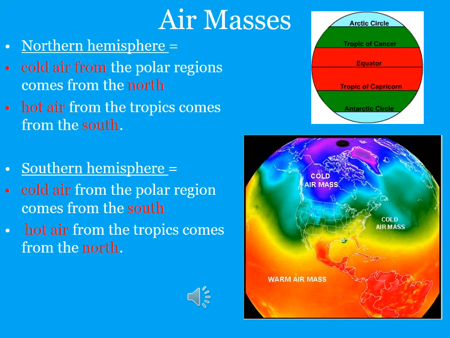Okay, so we're talking about air masses here. In the northern hemisphere, the cold air from the polar regions comes from the north, and hot air from the tropics comes from the south. And in the southern hemisphere, it's the reverse. When we're dealing with climate, something very simple that you need to remember is that cold air wants to be warm, warm air wants to be cold. Same thing when we talk about air currents or ocean currents as well.